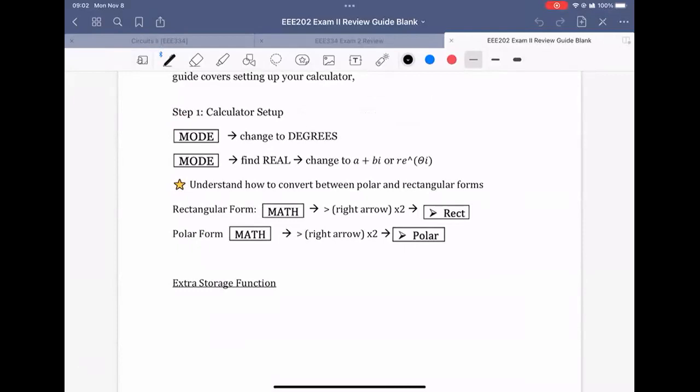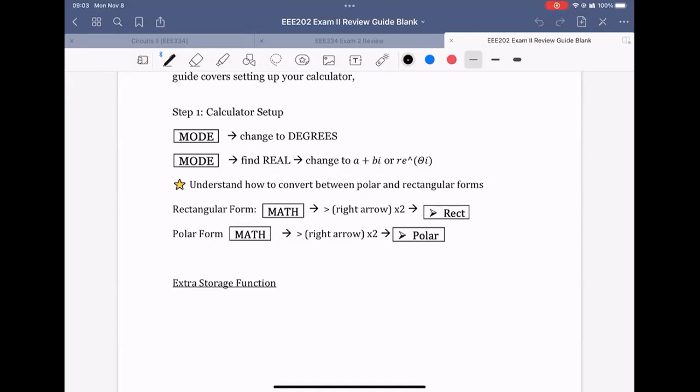Okay, so I'll begin here. The first thing we'll start with, I'll just go over what this is going to cover. I'll start by going over basic calculator setup, some things that really helped me when I was figuring out this exam, and then I'll go through a good amount of practice problems that are going to be similar to what you're going to see on the exam.